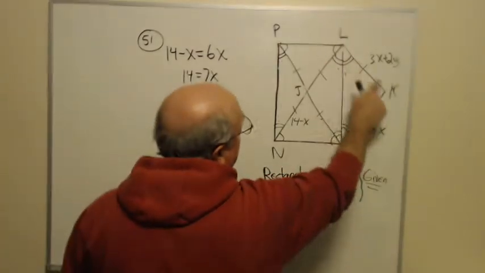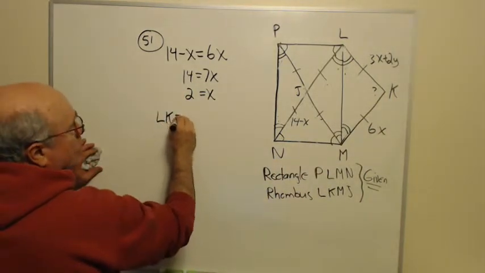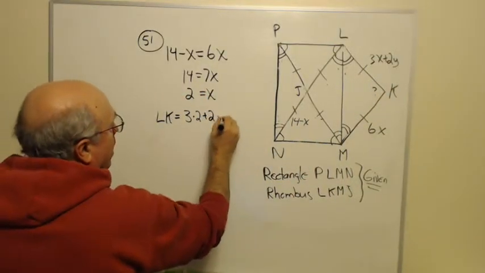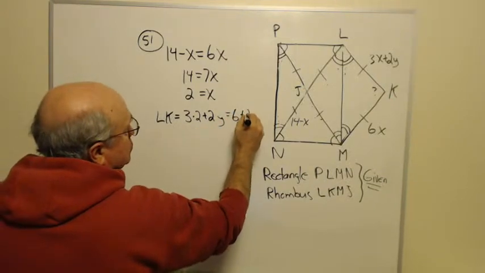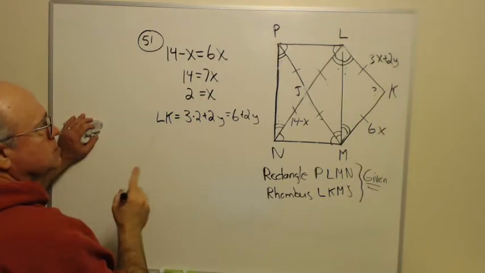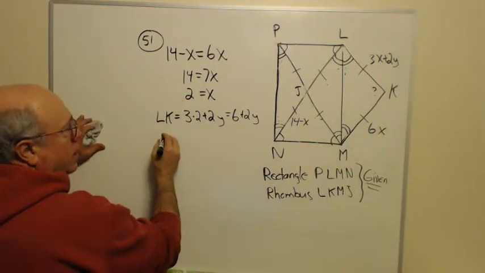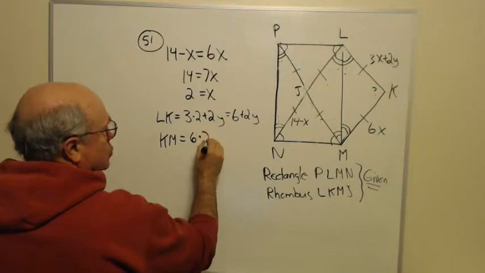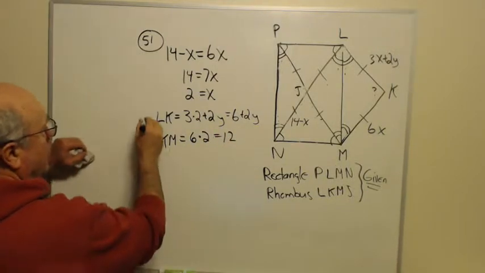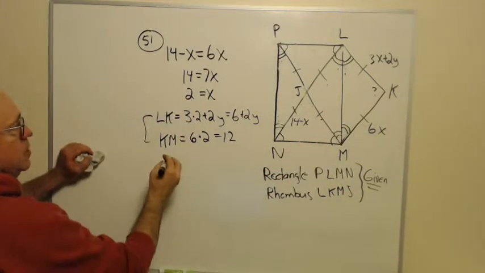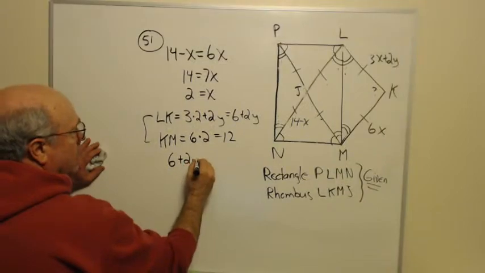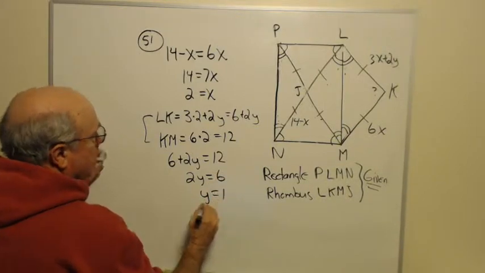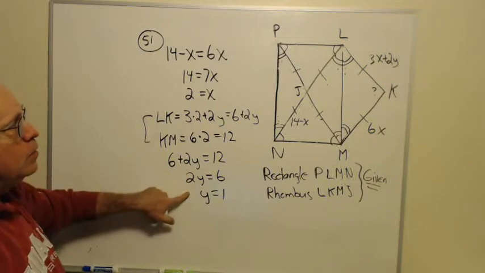Now, that means that LK up here is 3x, which would be 3 times 2, I'm replacing that x with a 2, plus 2y, or simply 6 plus 2y. Now, this guy right here, KM, is equal to him, and he's 6 times x. So that's 6 times 2, our x value, that's 12. Remember, those two guys are already marked equal. Let's set them equal. This will be 6 plus 2y equals 12. 2y equals 6, and dividing, y equals 1. So our answer is x equals 2 and y equals 1.